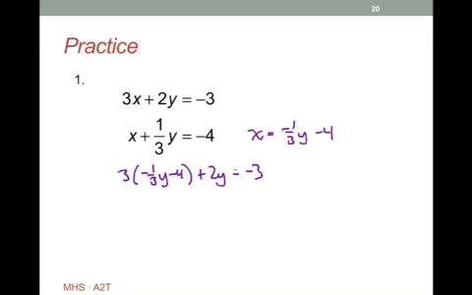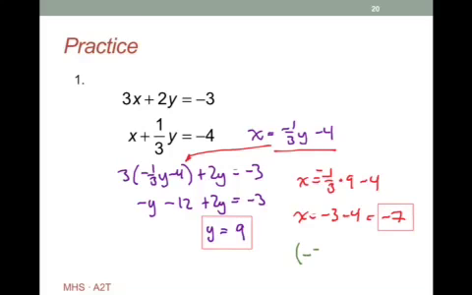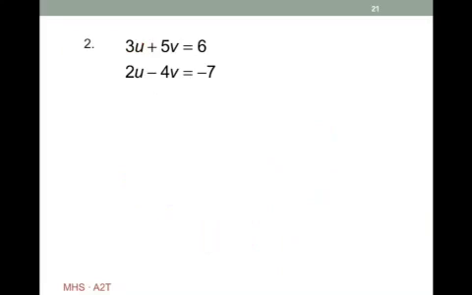Okay, I'm back. I chose the substitution method because I had that x all by itself. I plugged that value in for the x in the upper equation, and I solved and found that y equals 9. I plugged that back in to one of the equations, and I found that x equals -7. So the ordered pair would be (-7, 9). Okay, last problem coming up.